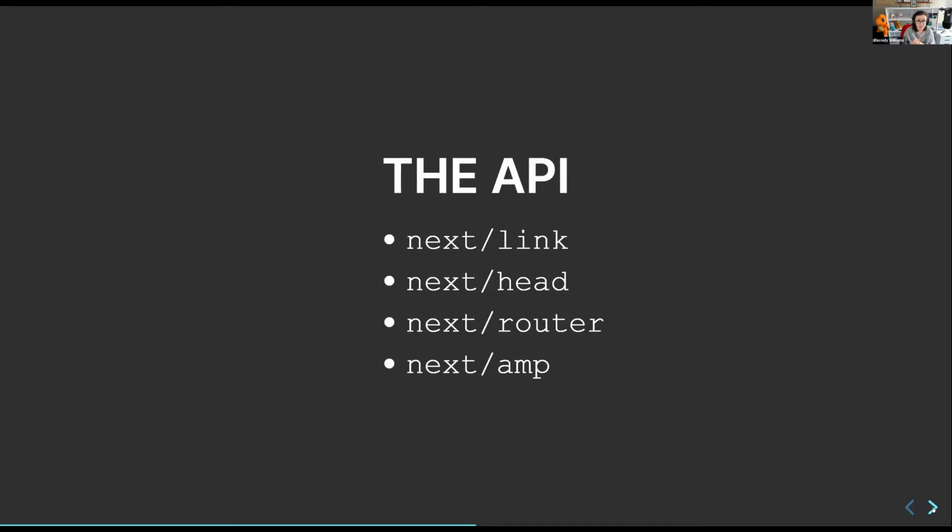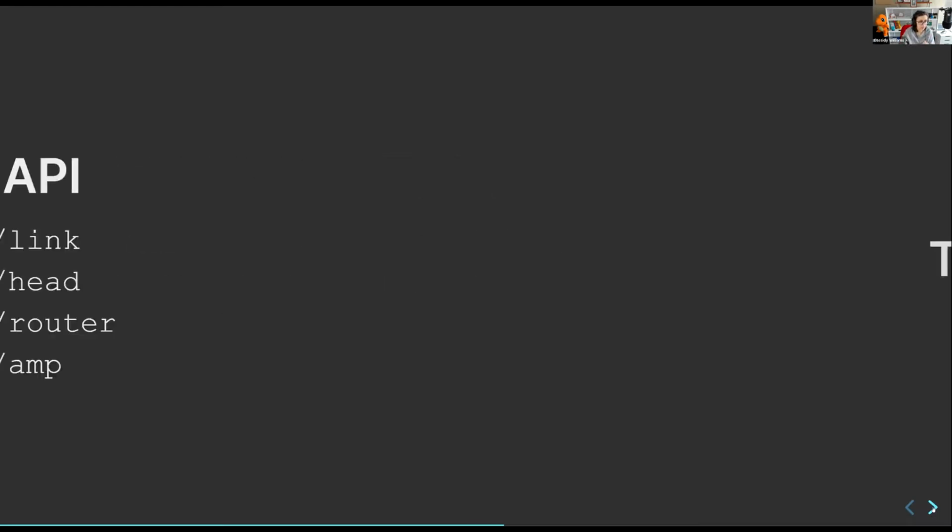Next router is a React hook, and with that, that'll let you get query parameters, that'll let you get the current path, that'll let you do some redirects and navigation, that's what the router does. And then Next AMP, that allows you to generate Google AMP pages. And so if you will have a very article-driven website, you can use Google AMP, and it's built into the Next.js API, and the Google team actually worked with their team on that.